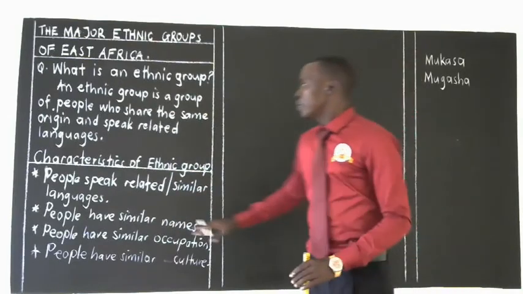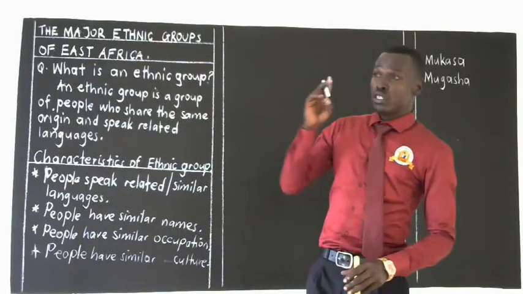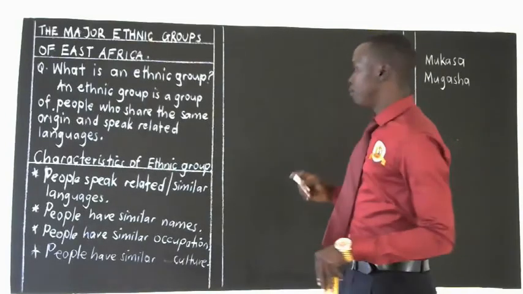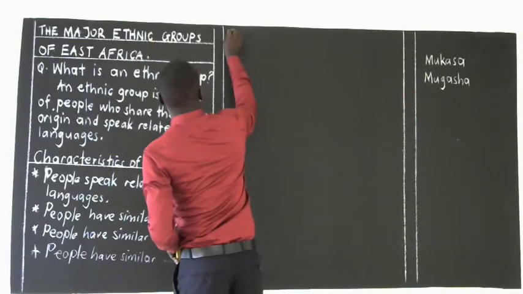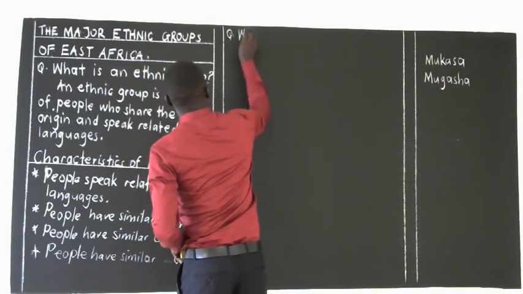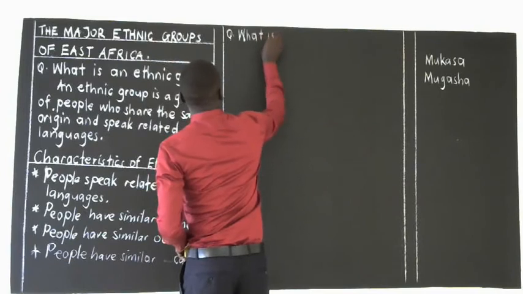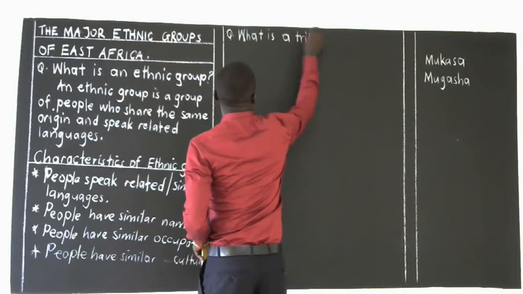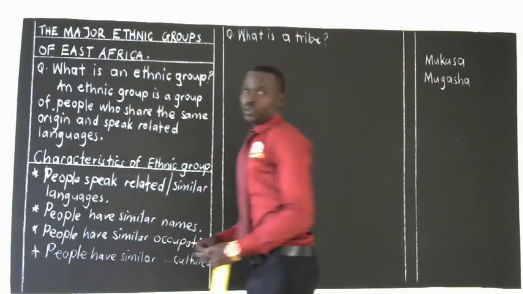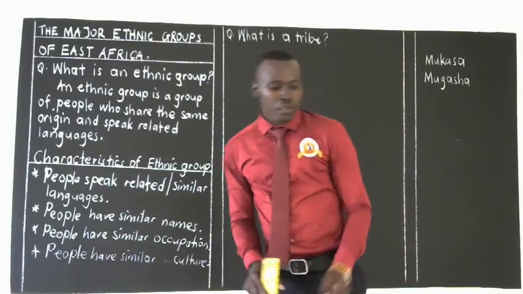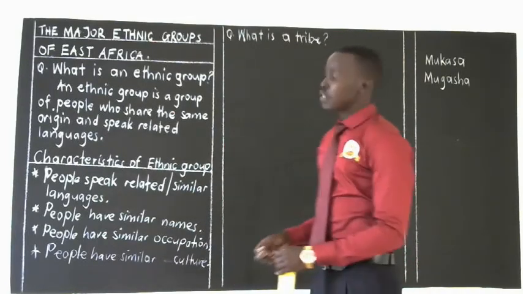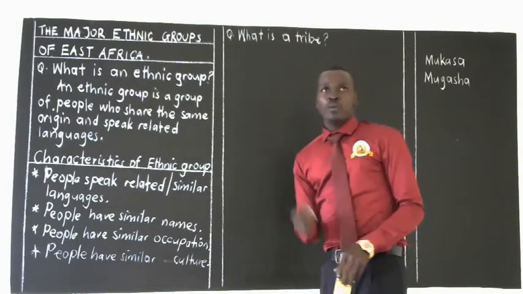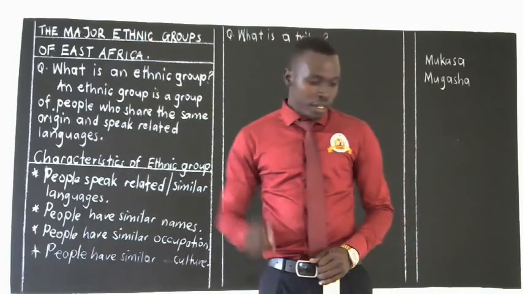Now, it is important for us to know that an ethnic group is made up of very many tribes. Let us see, what is a tribe? Write the question. What is a tribe? Now we define a tribe as being a group of people who share the same origin, language, and culture.